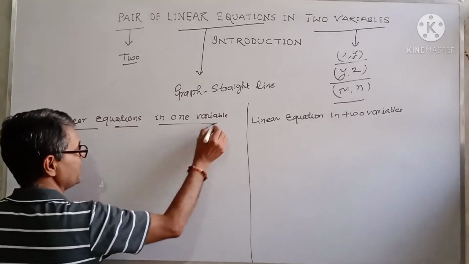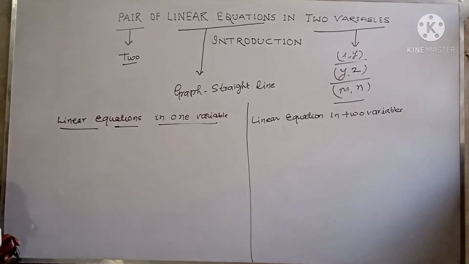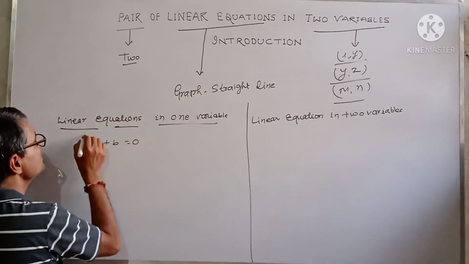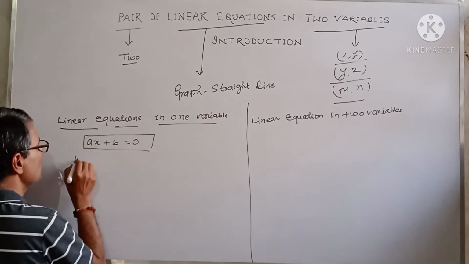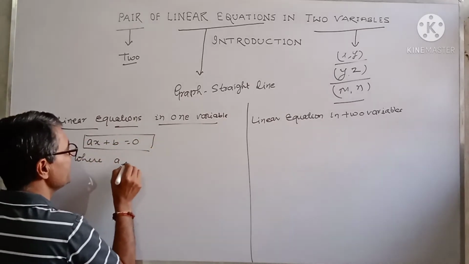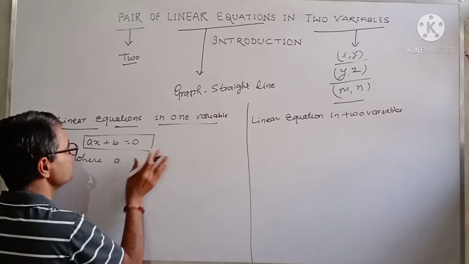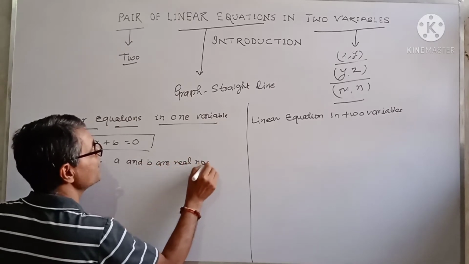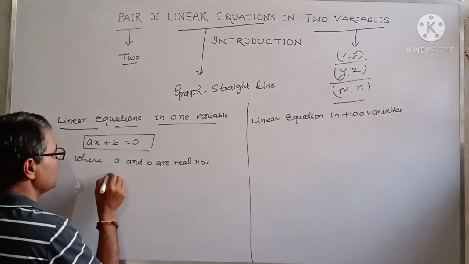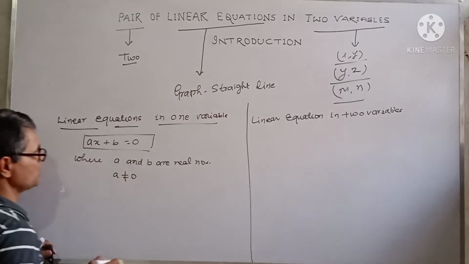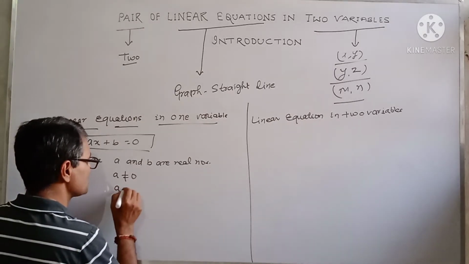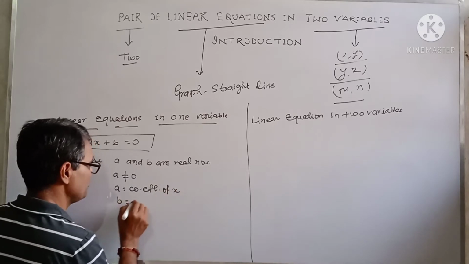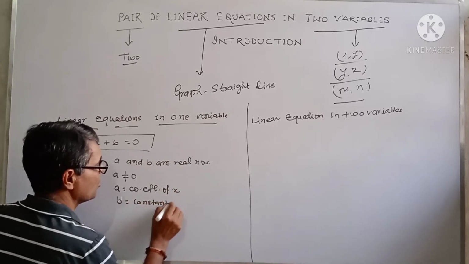A standard form of linear equation in one variable is ax plus b is equal to 0, where a and b are real numbers and a is not equal to 0. A is called coefficient of x and b is called constant.